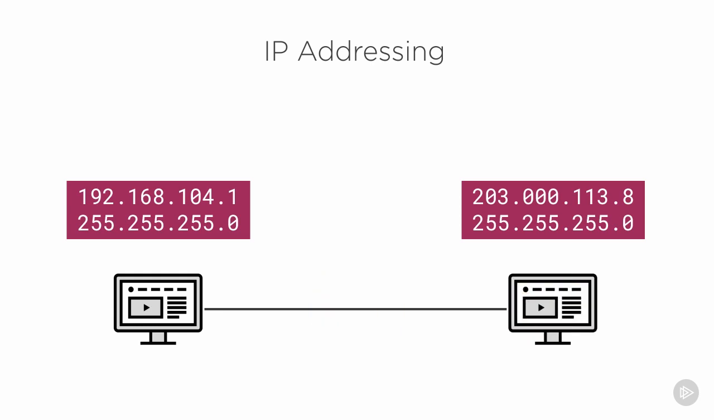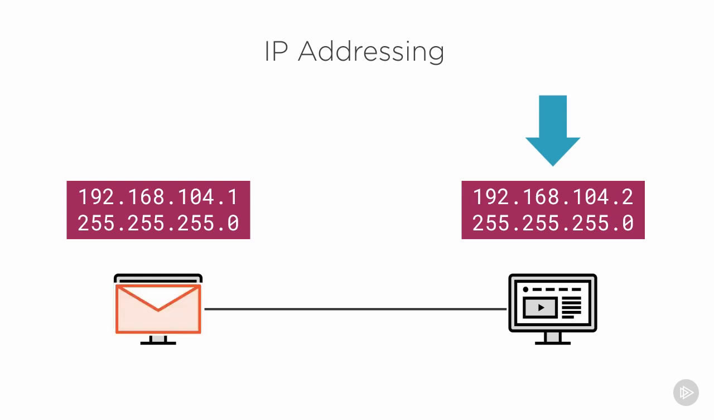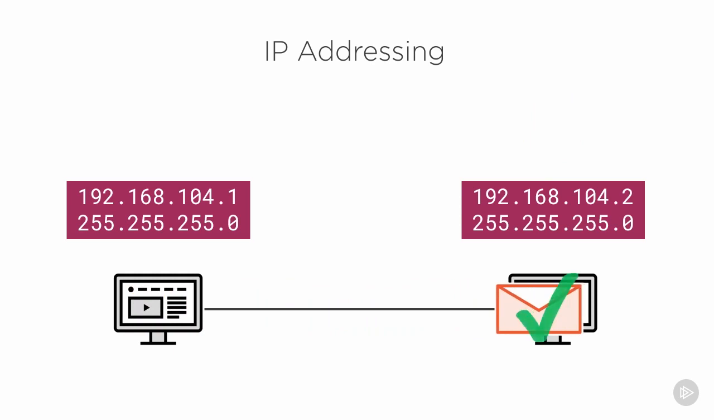Now, we can fix this problem if we do actually want the PC on the left to talk to the PC on the right. We just have to change one of the IP addresses such that it's on the same network as the other device. So if I change the machine on the right to be 192.168.104.2, now both of these machines belong to the same IP network, 192.168.104, and now it's completely okay for the machine on the left to send a message to the machine on the right. The message will successfully transfer and will be in good shape.